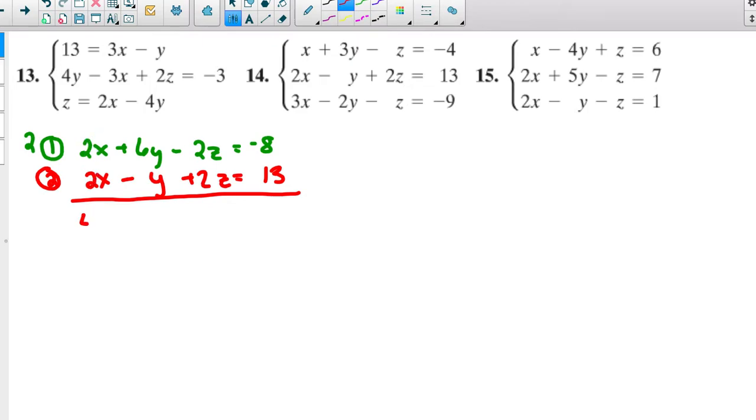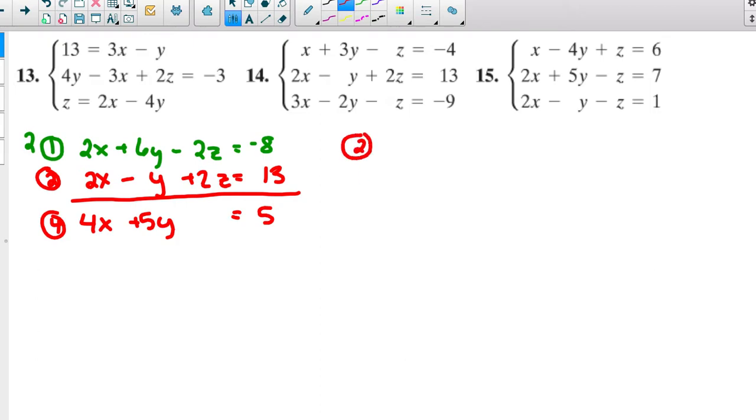2x plus 2x is 4x. 6y minus y is positive 5y. Negative 2z and positive 2z cancel each other out. And then negative 8 plus 13 gives you positive 5. This is equation 4, since we created it by adding 1 and 2 together. And then we're going to go ahead and do equations 2 and 3 now.